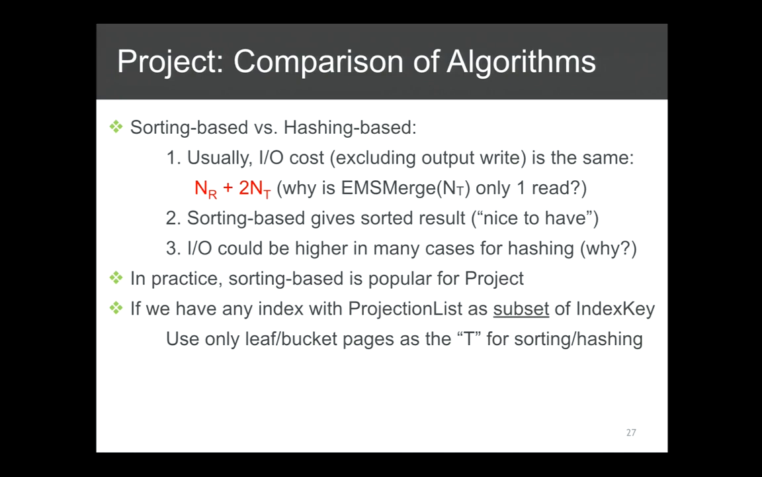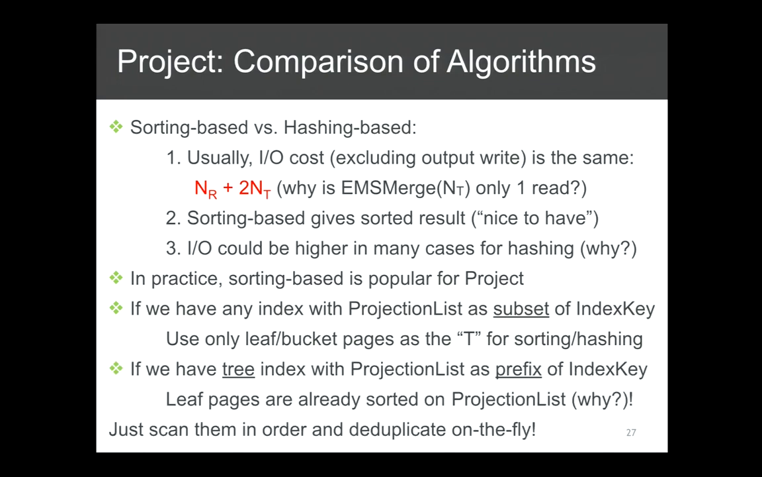Is this clear? Okay, so this is why indexes come in handy for more than just the select operator. You can actually benefit from an index in some cases if this sort of constraint is satisfied. Sometimes it can be even better if a stronger constraint is satisfied. Let's say we have a B+tree index, and the projection list happens to be a prefix of the index key. That's a stronger condition, but if you're lucky, maybe that condition is satisfied. You happen to have an index structure on the table that you're doing a projection on, and it so happens that the projection list is a prefix of the index key, then you're in luck.